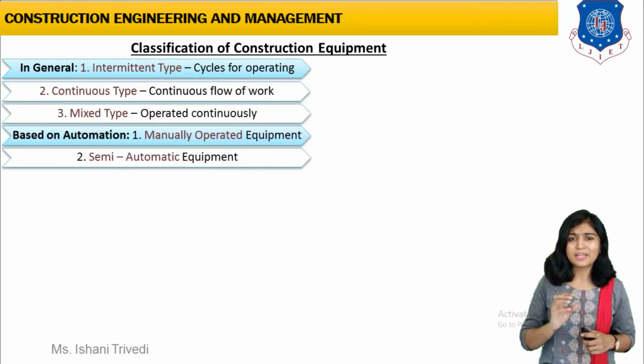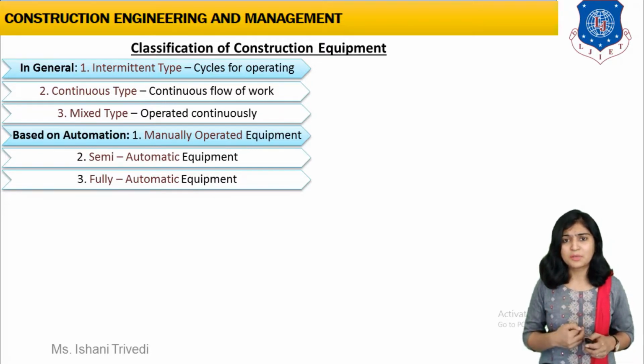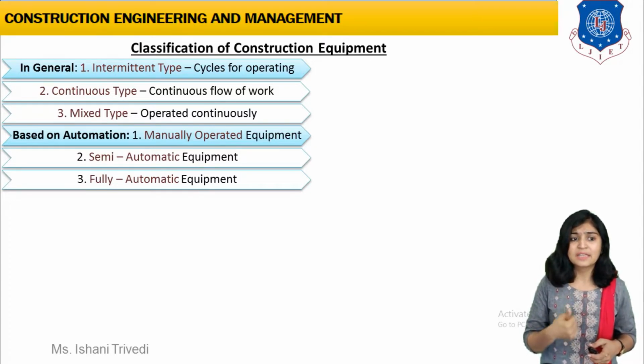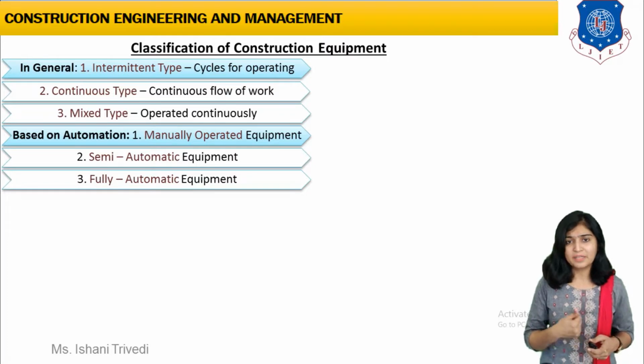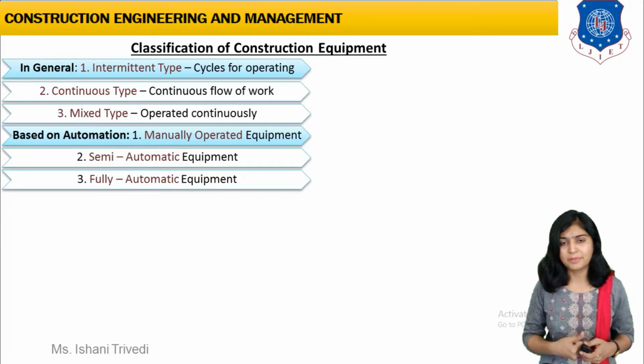I have given you a brief idea of the different types of equipment, and I talked about certain things in the last lecture, but today let us talk about the exact classification, which you are also supposed to write down in your exams if it is asked. So the first type of classification is intermittent type and continuous type. This is the general classification of your construction equipment.